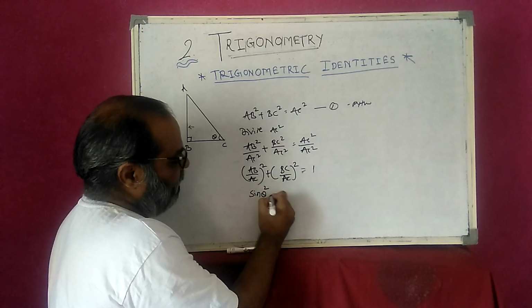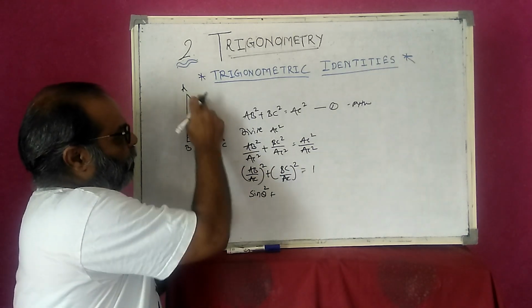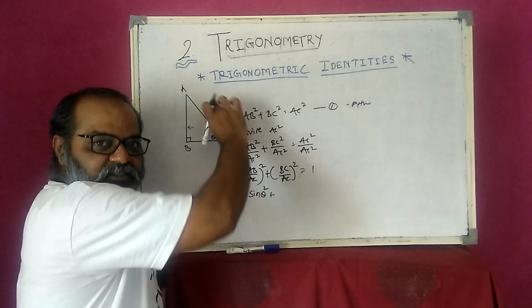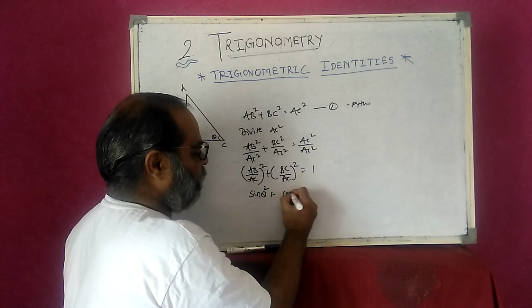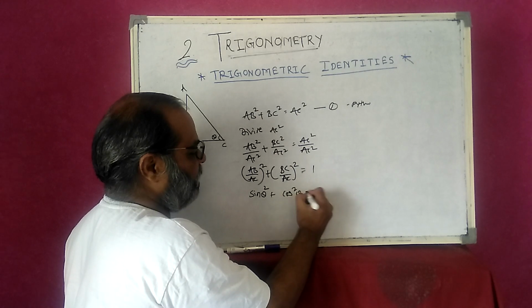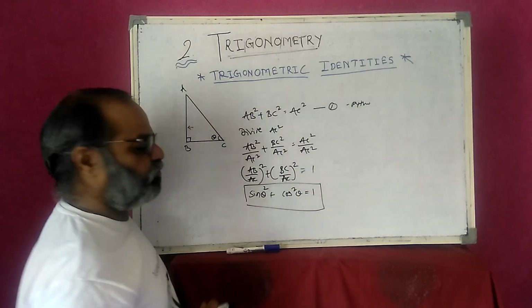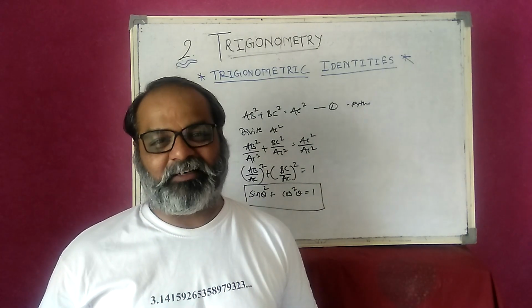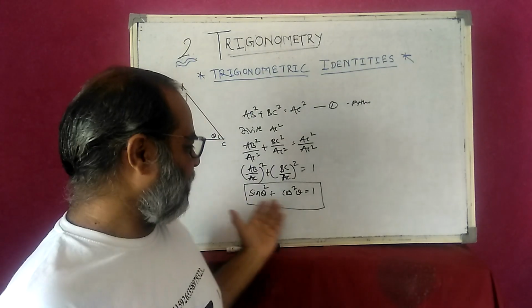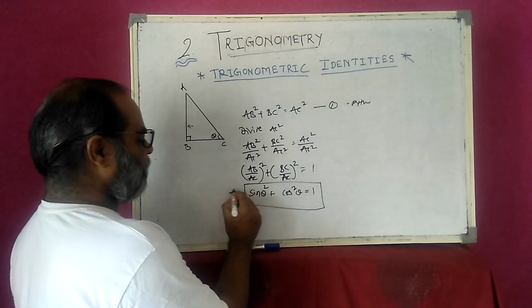Now BC upon AC: BC is the adjacent side, AC is the hypotenuse, so BC upon AC is cos theta. So here we have cos square theta, and it is equal to 1. So this is our identity: sine square theta plus cos square theta is equal to 1. This is the first identity.